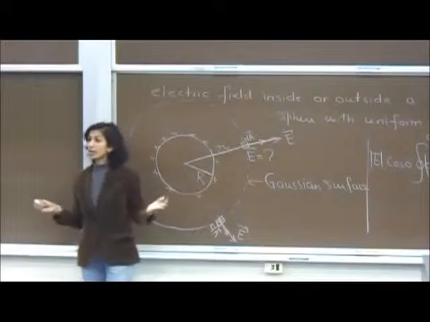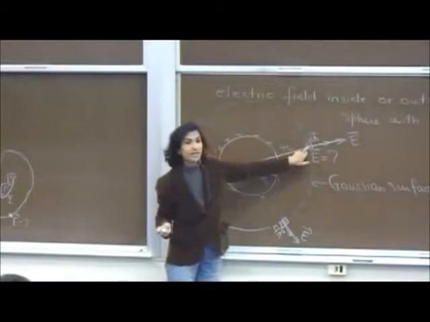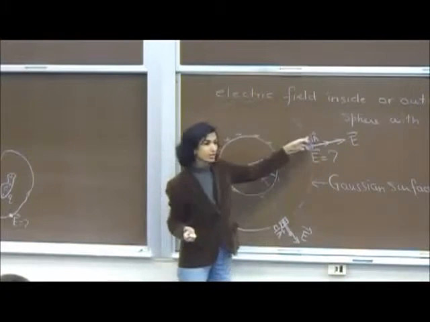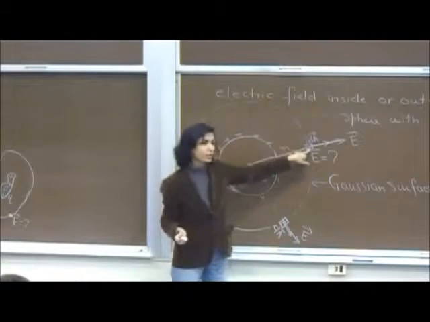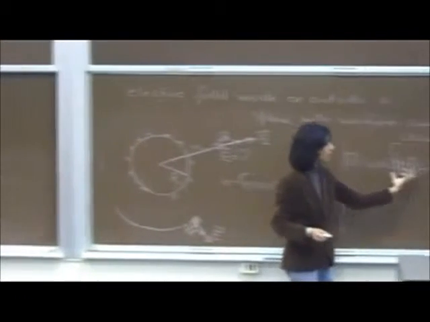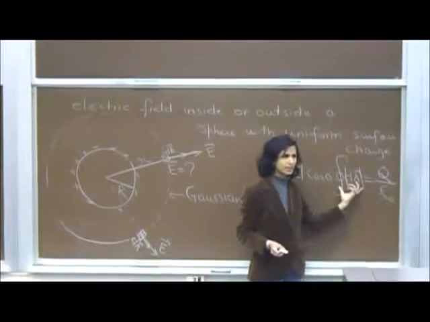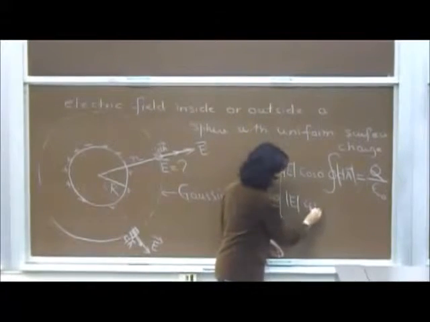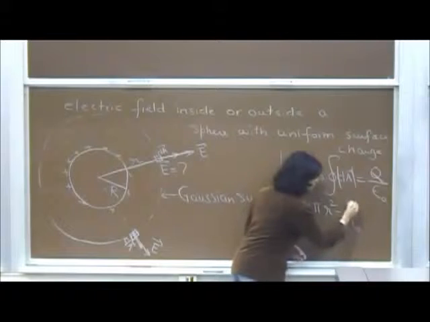It is always going to be the area of the Gaussian sphere, because you are finding the electric field at this point. So the sphere that we are considering right now is this sphere, right? Because we want to know the electric field at a distance small r away. Is that making sense? So this will be 4 pi r square, right? So this will be E, and cosine 0 is 1, times 4 pi r square. This is equal to Q divided by epsilon 0.